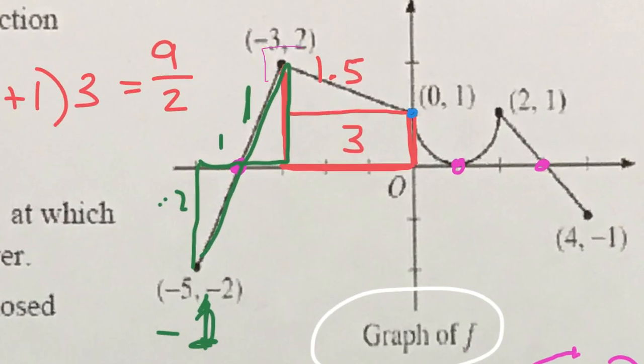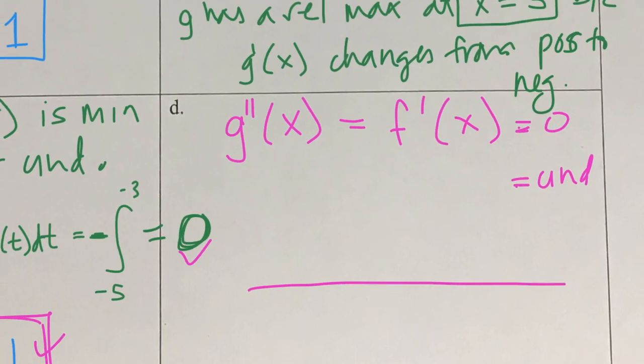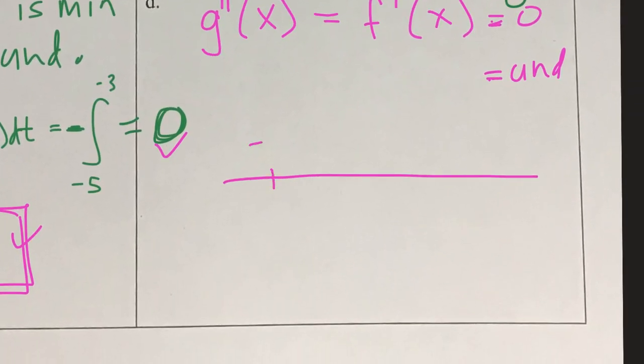Okay, so we have an undefined value at negative 3. We have another undefined slope here because there's a cusp. We have a 0 at positive 1, and we have an undefined at positive 2. So negative 3, 0, 1, and 2 are the ones we're going to check, right, and do a sign analysis for. Negative 3, 0, 1, and 2.